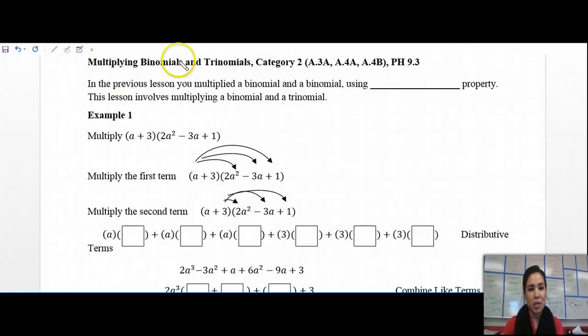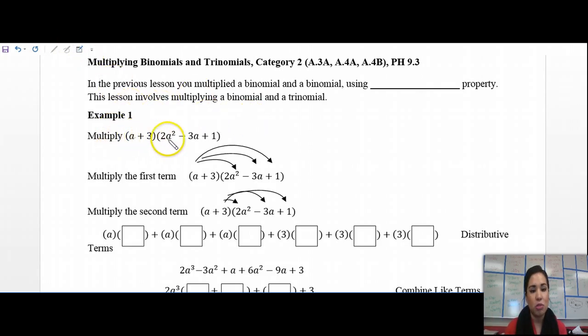Hi guys, in this video we're going to do multiplying binomials and trinomials. In the last video we just did a binomial times a binomial. So this is going to be a binomial, which has 2 terms, times a trinomial, which has 3 terms. It's going to be very similar to what we did before, except you're going to add one extra step to it. So let's go ahead and take a look at this.